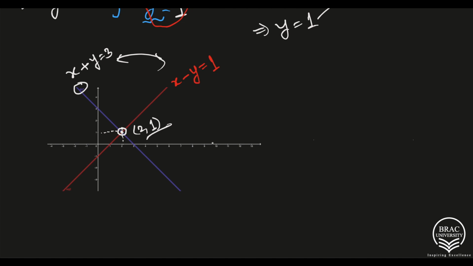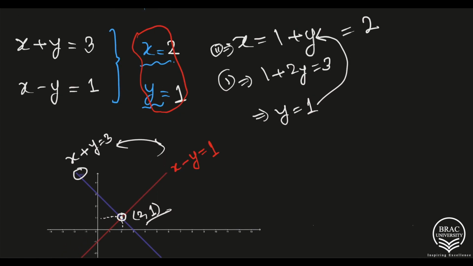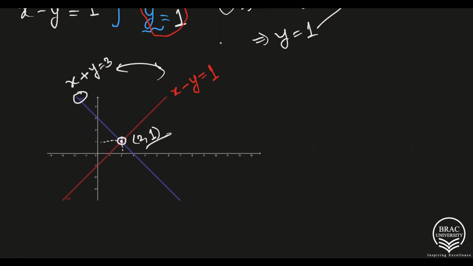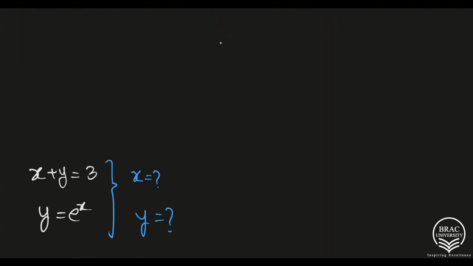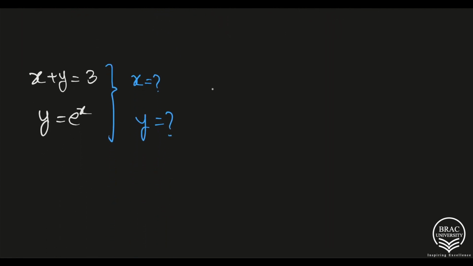Okay, so this is pretty straightforward, right? Solving linear equations is pretty straightforward. But what about when you have equations in this form? x plus y equals 3. This one is a linear equation, right? This one is the same equation as before. But this other equation is not linear: y is equal to e to the power x. So what can we do?